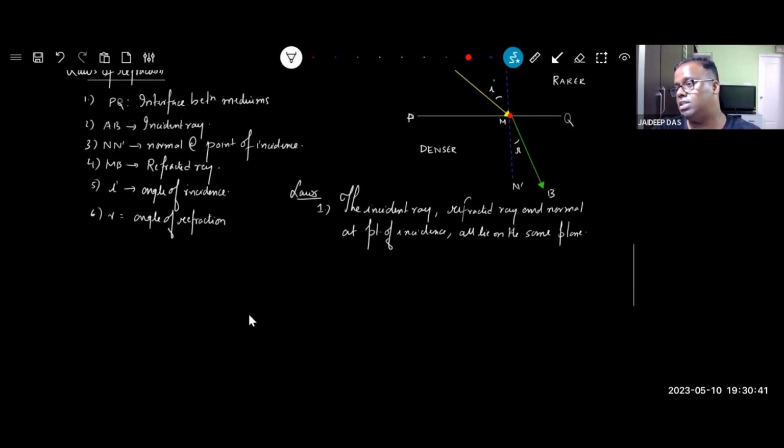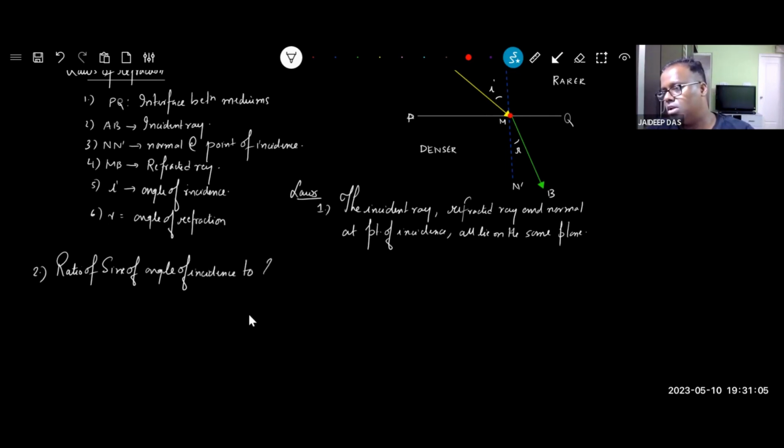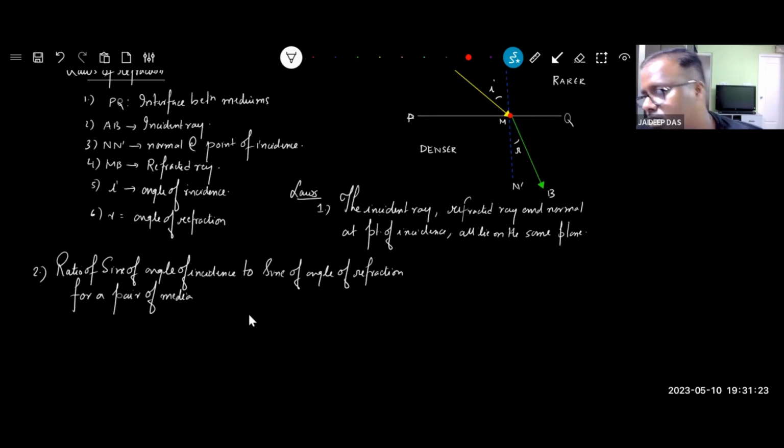Okay. The second one is interesting. Second one says the ratio of sine of angle, S-I-N-E you can write, sine of angle of incidence to sine of angle of refraction for a pair of media, media is plural, for a pair of media is constant.